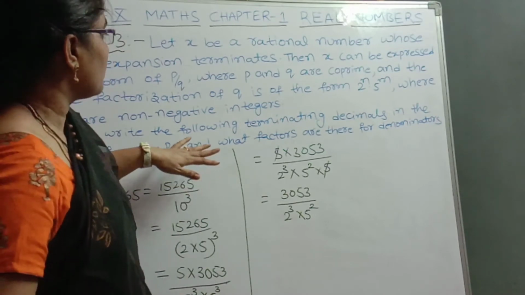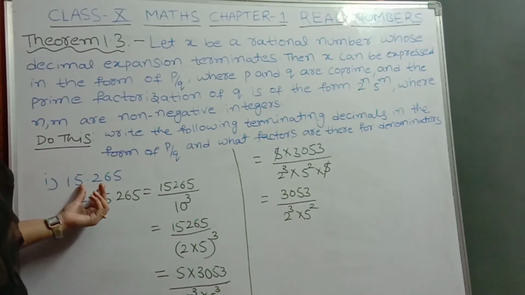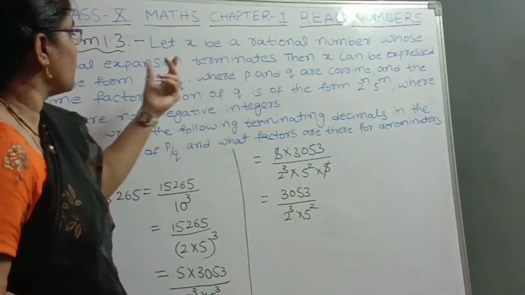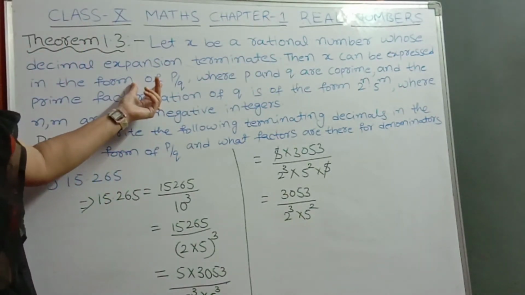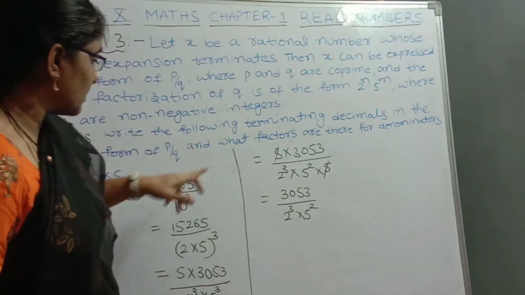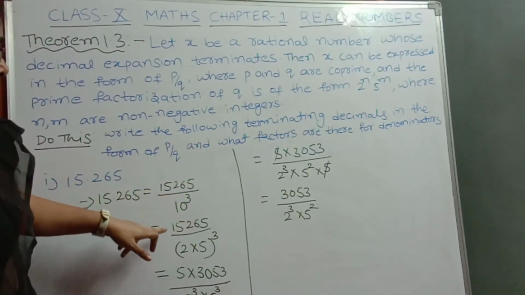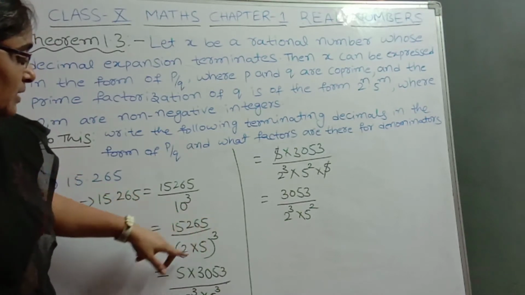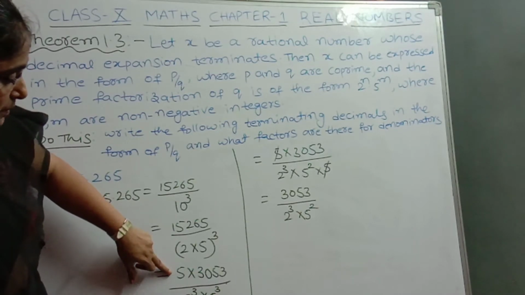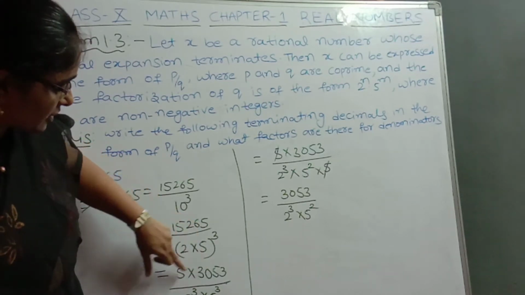Once you see this: x is a rational number, that is 15.265 is a rational number whose decimal expansion terminates. Then x can be expressed in the form p by q, where p and q are co-primes. Here it is 15265 by 10 cube. Now again this 15265 can be written as a product of prime factors. 5 is a prime number, and this 3053 is also a prime number. This is the product of prime factors.